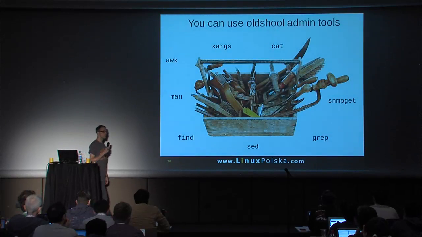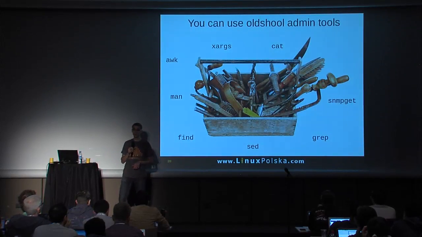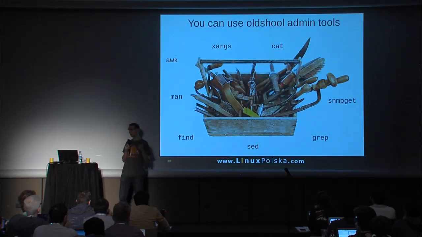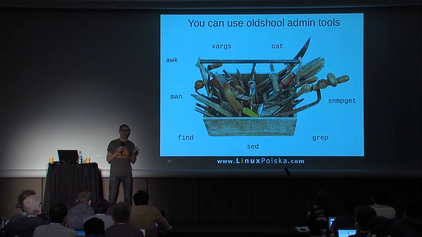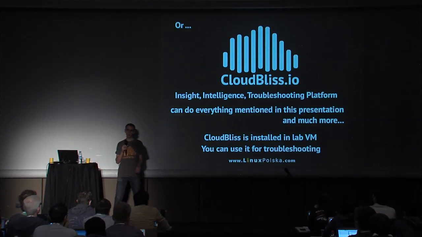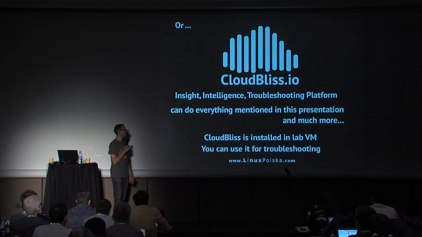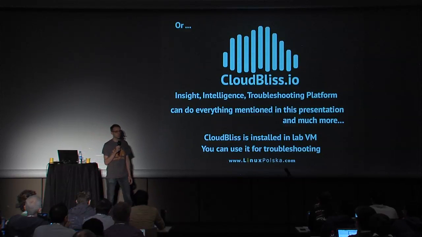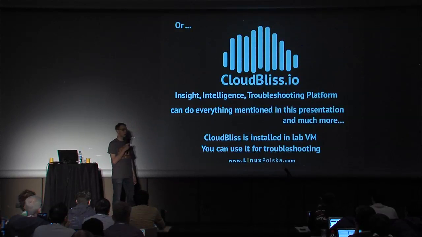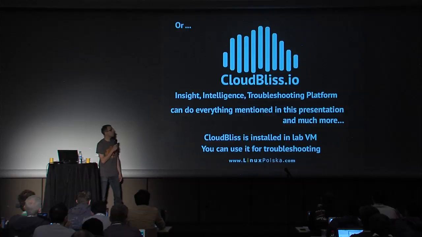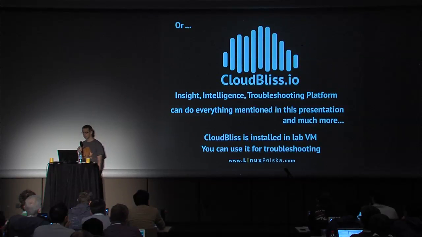Okay, so in a minute, you're going to run a script which will break your OpenStack installations. And you can use your admin tools for troubleshooting. Cloud Bliss is installed into this virtual machine as well, so you can use this platform. It's capable of doing intelligence analysis and troubleshooting, and I will use it during the further presentation for troubleshooting purposes. Cloud Bliss is a troubleshooting platform which can do everything mentioned during this presentation and even more.